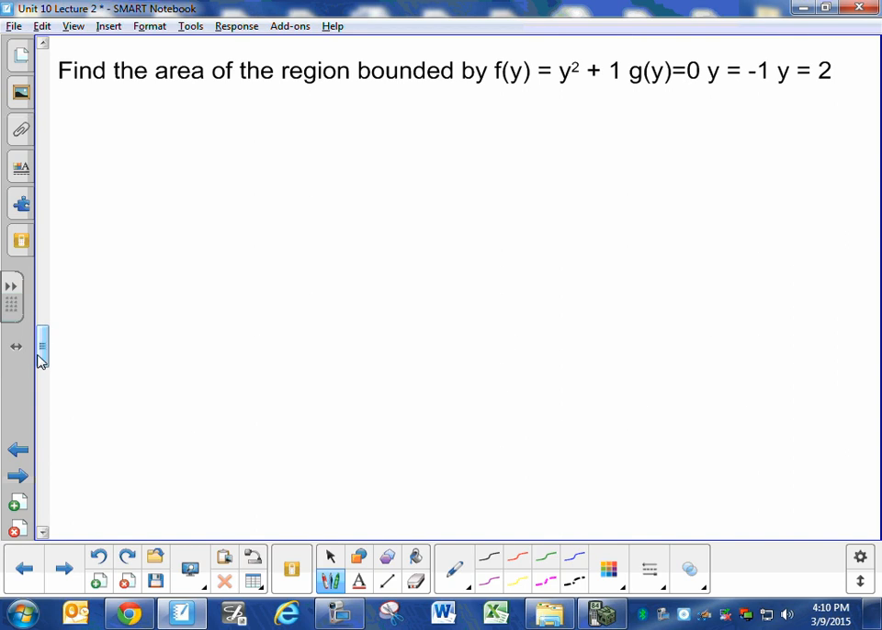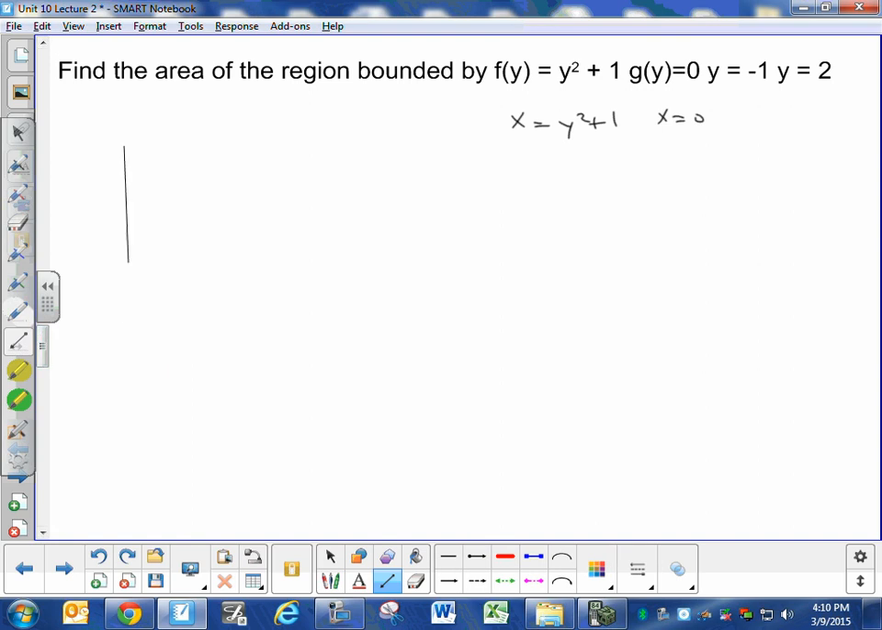Okay, let's do another one. Now, find the area of the region bounded by f of y is equal to y squared plus 1, g of y is 0, y equals negative 1, and y equals 2. This is new to you, seeing the f of y, you're usually used to f of x and x's. If this is y, f of y is equal to y's, this is like saying x is equal to y squared plus 1. This is like saying x is equal to 0, y is equal to negative 1, y is equal to 2. So I'm going to sketch this first.